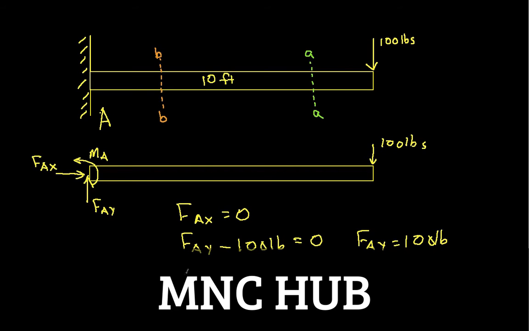And finally, the moments. Let's look at the moments about point A. We have MA minus 100 pounds. That's basically this force here. It's acting on a moment arm of 10 feet. And that's equal to 0, which tells us that MA is equal to 1,000 foot-pounds. Okay, so there you have it. We now know what the forces on the beam are. So let's find then the internal forces when we cut the beam at AA.